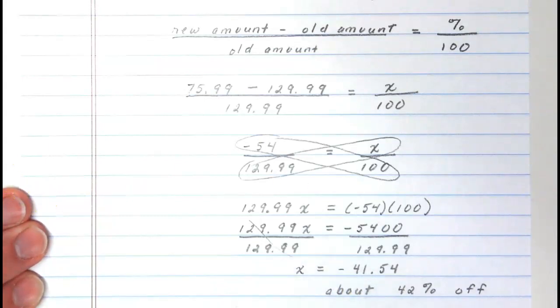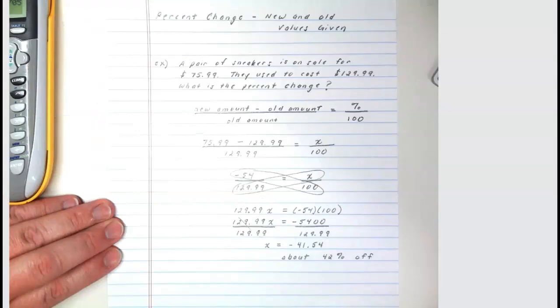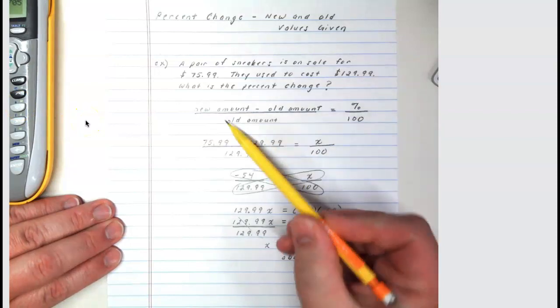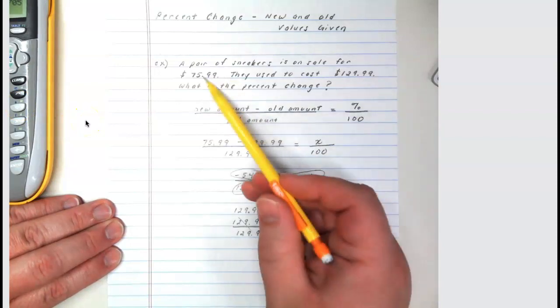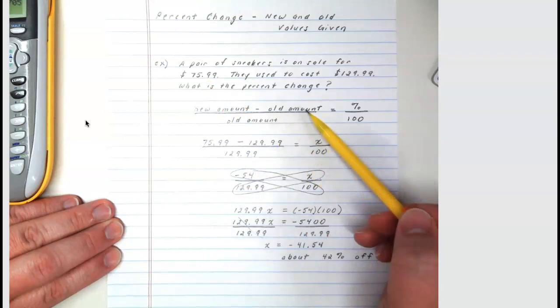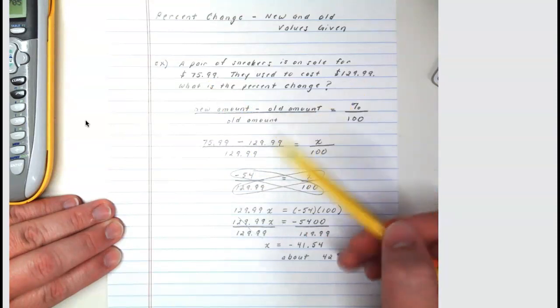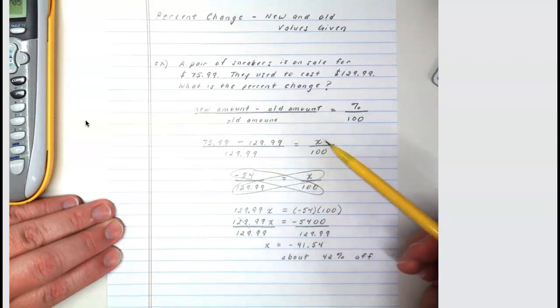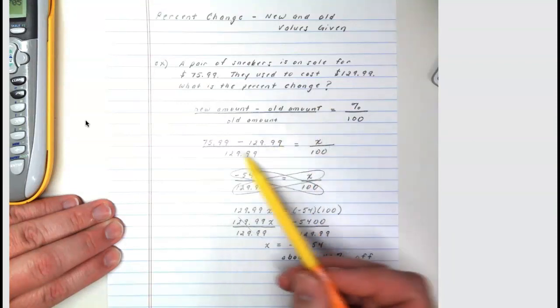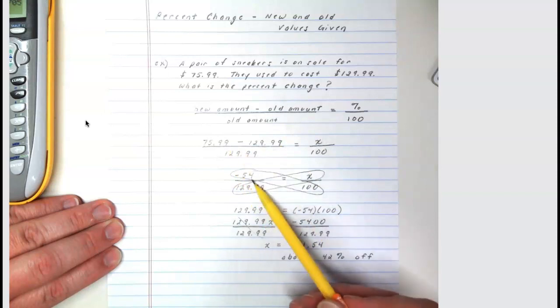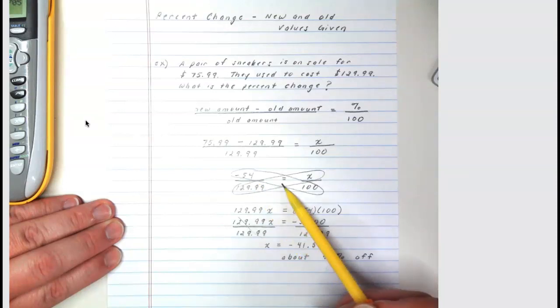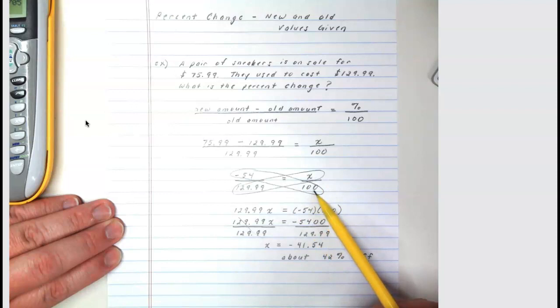Okay, so again, let's just take a look at what we did here. In order to find our percent change, we take the new amount, which was the sale price, minus the old amount, which was the original price, and we divide it by the original or the old amount. And that equals the percent over 100. We subtracted the numerators here to get negative 54. That means we saved $54. We divide it by the original price, and that's equal to X divided by 100.